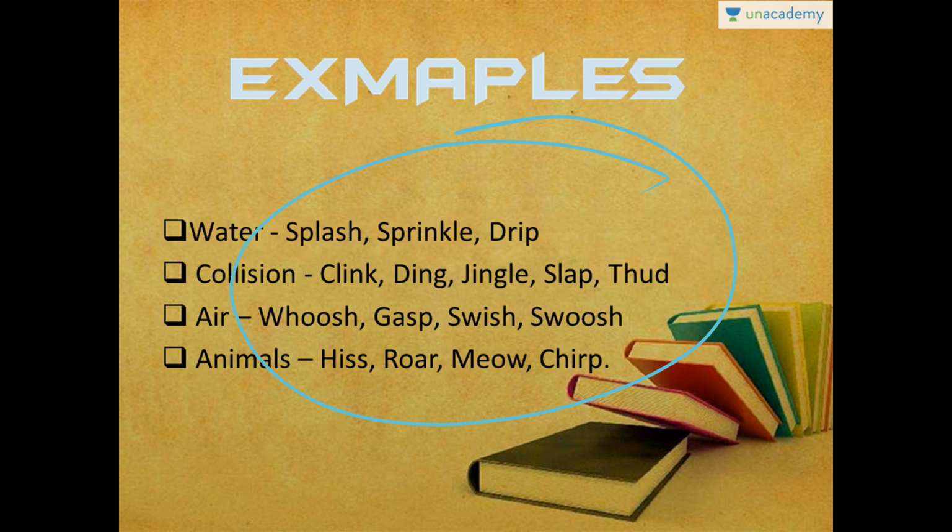So whoosh, gush, swish and swoosh are for air. And for animals, we have particular animal sounds: hiss, roar, mew and chirp. These are all the sounds to associate with animals.